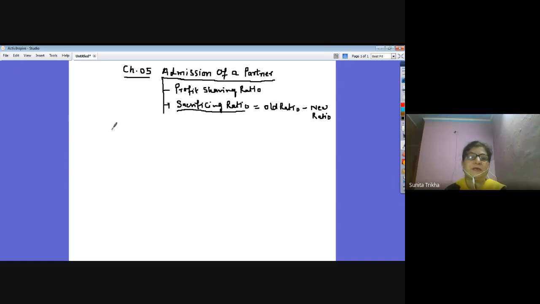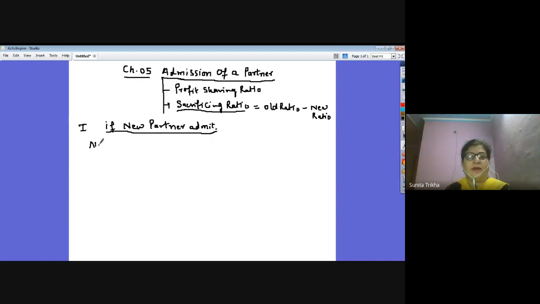There are different possibilities that will be given in the questions, so you have to do accordingly. I am dividing this into different parts. The first part is if a new partner is admitted. Only this information is given, that suppose two partners are there and one new partner is admitted. Then how to calculate the new ratio?